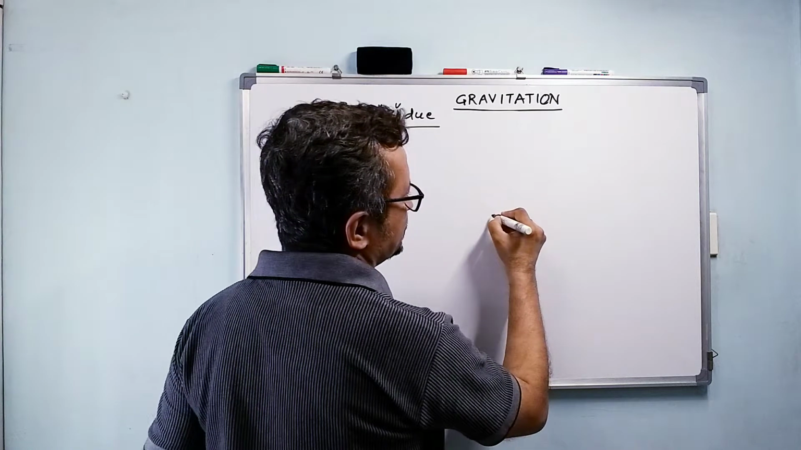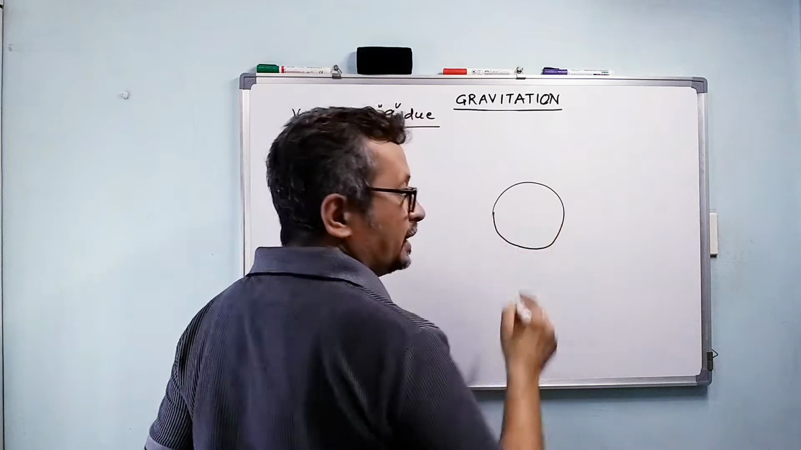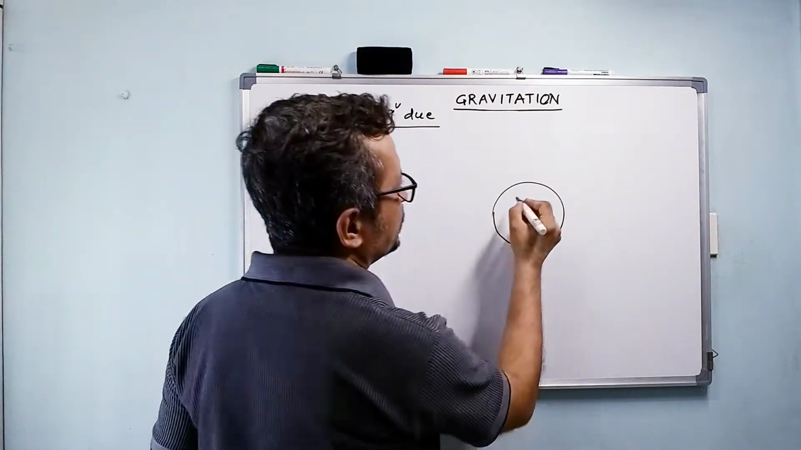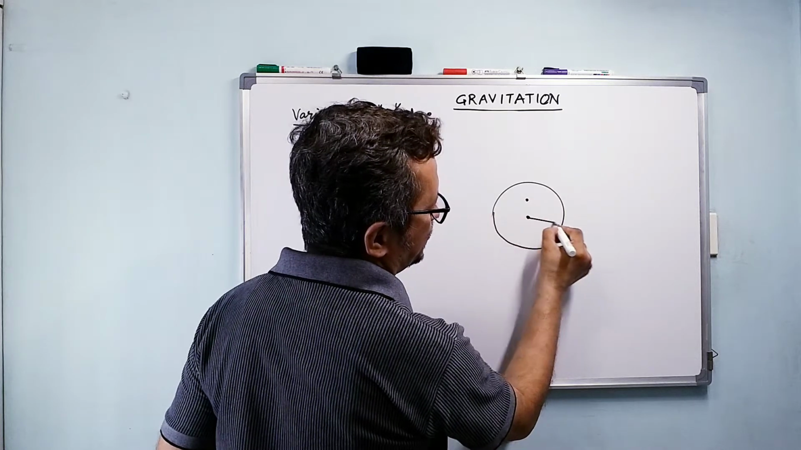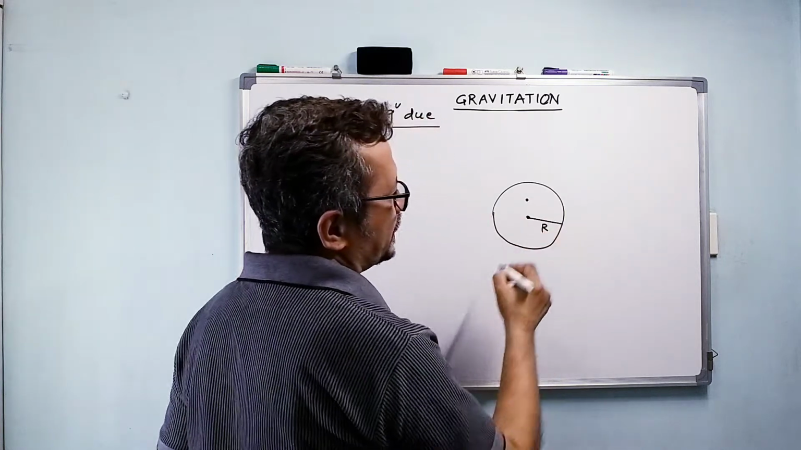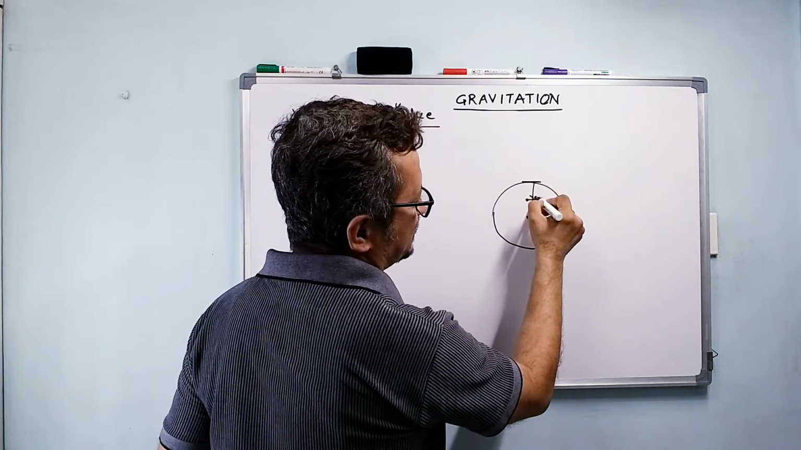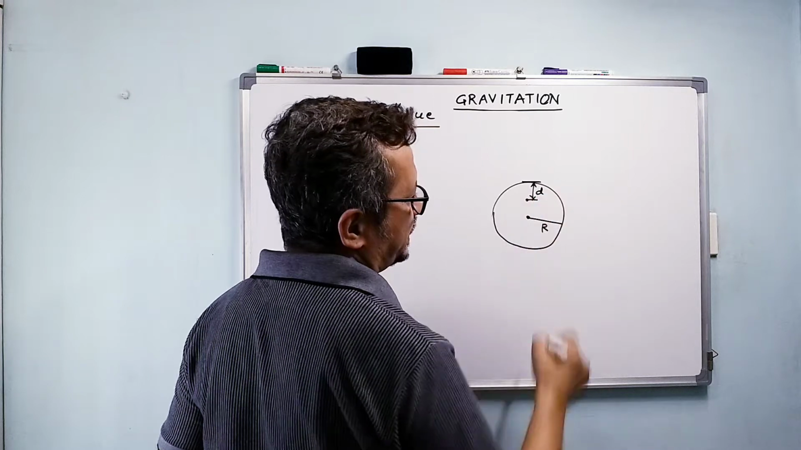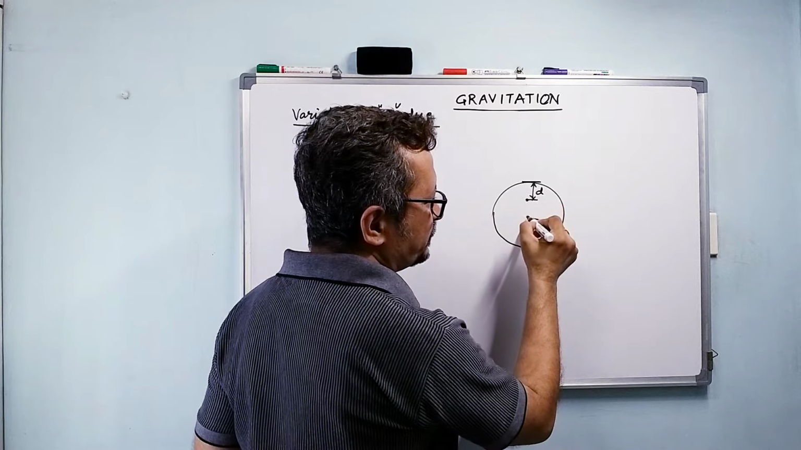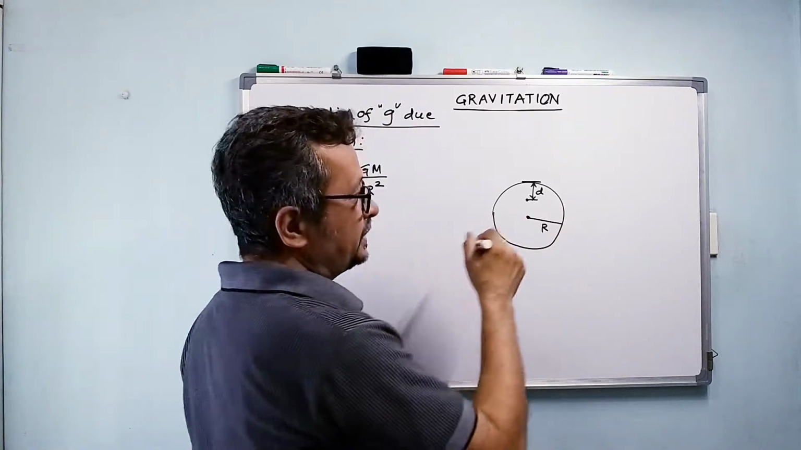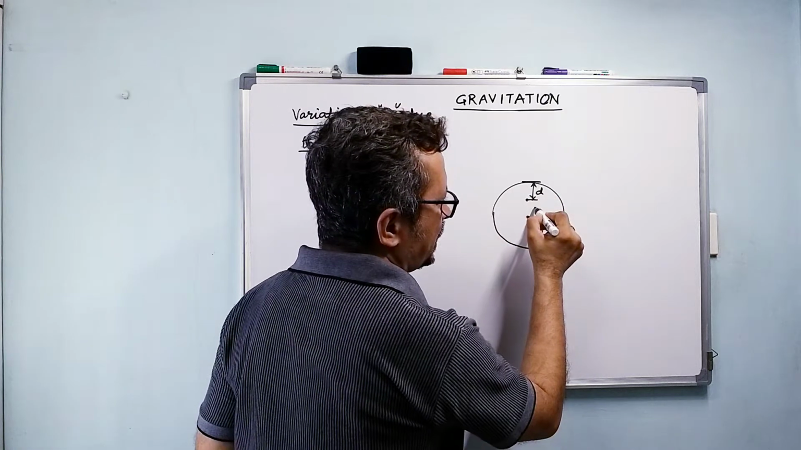So, suppose this is my Earth, and I am digging a hole and going to some point here. This is the center of Earth, and from here to here it is the radius of Earth. Below the Earth's surface, let us call this distance d, correct? So then what is the effective distance between the center of Earth and the mass which is kept over here? Is it not r minus d?